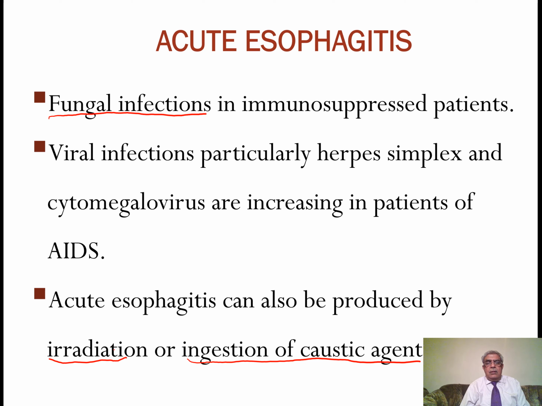So, repeat once again, fungal infection in immunocompromised patients, viral infections like herpes simplex virus and cytomegalovirus is on the increase in patients of AIDS. Acute esophagitis can also be produced by irradiation or ingestion of caustic agents.